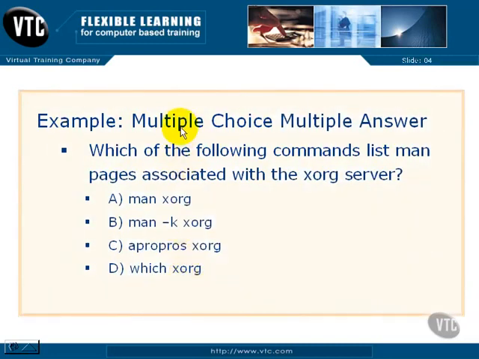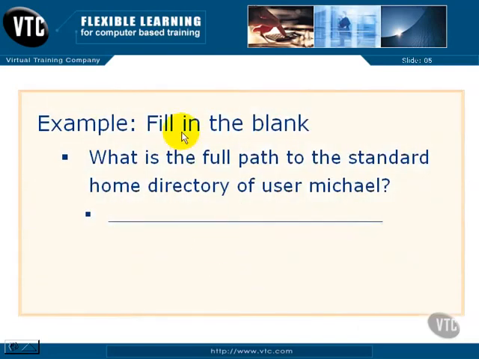The second type of question, multiple choice, multiple answer. For this example, there are 2 answers, and that would be so specified with the question. In this case, the 2 answers are man -k xorg and apropos xorg. If you try it at the command line, you'll see they bring up the same result. If you've run these commands on a regular basis, you'll know instinctively that they're synonymous and are both valid answers to the given question. Third question type is the dreaded fill-in-the-blank question.